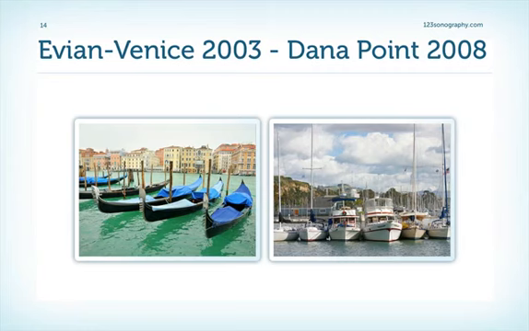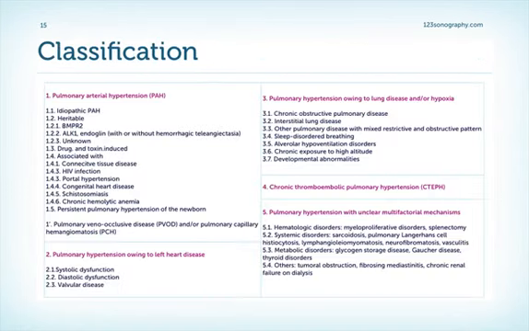After the first clinical classification was proposed in 1973, the Evian-Venice classification suggested 5 groups, according to pathological, pathophysiological, and therapeutic characteristics. Finally, maintaining this philosophy and organization, a consensus agreement was published in 2008 during the 4th World Symposium on PH held in Dana Point, California. This table provides an excellent overview of disorders leading to PH.